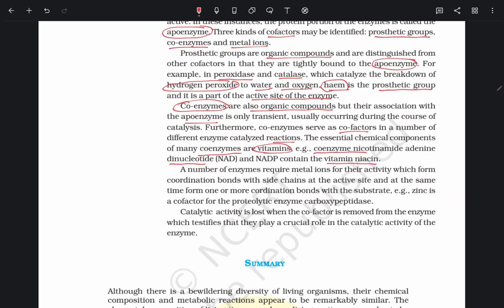A number of enzymes require metal ions for their activity, which form coordination bonds with side chains at the active site and at the same time form one or more coordination bonds with the substrate. For example, zinc is a cofactor of the proteolytic enzyme carboxypeptidase. Catalytic activity is lost when the cofactor is removed from the enzyme, which testifies that they play a crucial role in the catalytic activity of the enzyme.